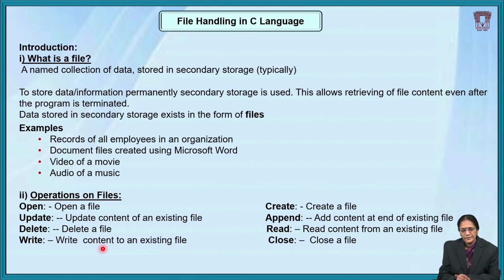And we also write content into a file. On an existing file, we write content. On opening, we can create information in this. We can simply read a file, and after doing all these operations, we can close a file. These are a set of operations that we can carry out on files, and just listing the operations: open, create, update, delete, write, append, read, and close. These are certain operations that you can carry out on files.